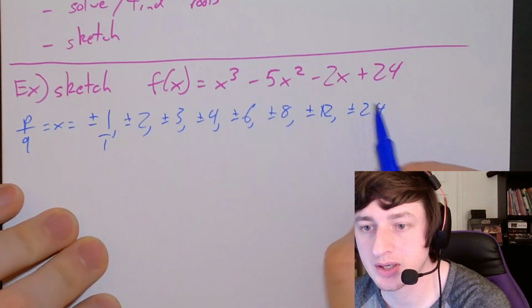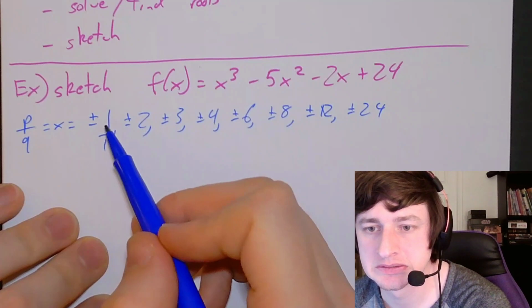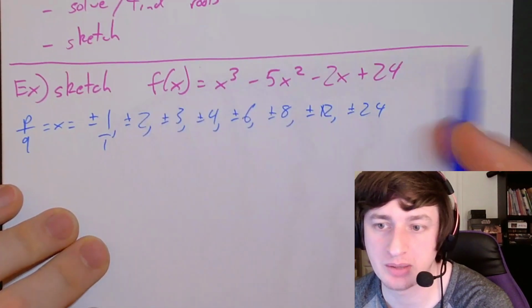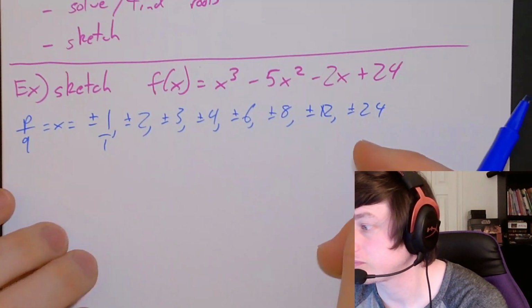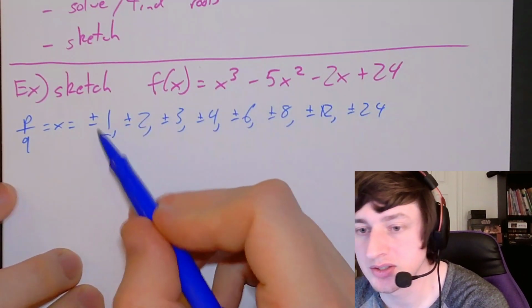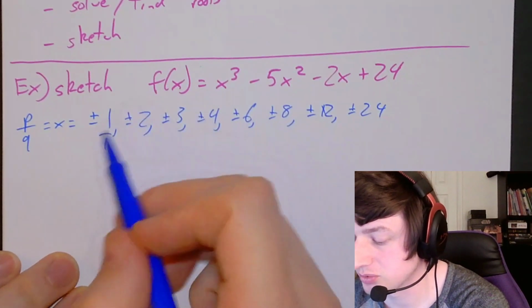We're probably not going to get to here. We might get to here. Or it might be 1, but it's probably not 24. It's probably not 12. So now I just check these using my synthetic division. So we'll start with 1.